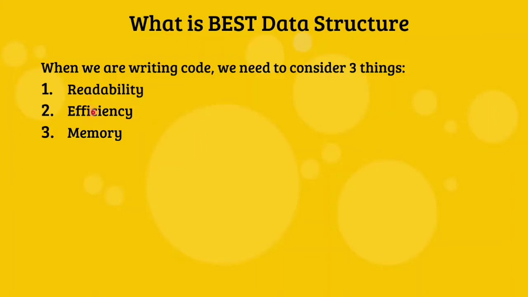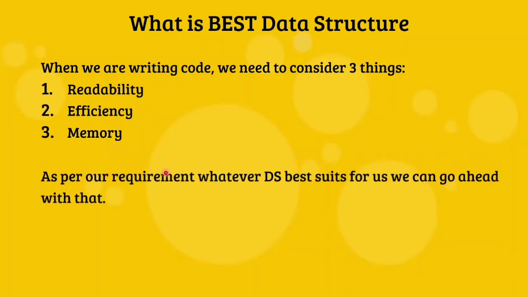Then we have efficiency. That means how efficient our code is in terms of time complexity. In terms of number of inputs, how fast we are able to execute some operation. Once we are done with efficiency, then we will check memory, how much space our code is taking. Once we know the definition of all these three things, as per our requirement, whatever data structure best suits us, we can go ahead with that.